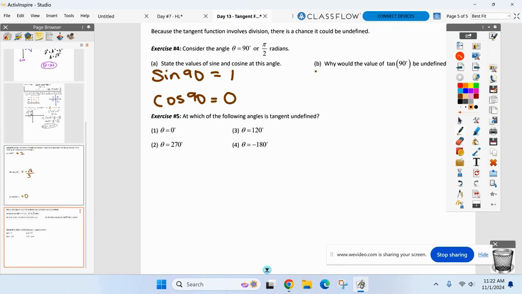What about the tangent of 90? Divide by 0. Tan of 90? Undefined. Whoa, what's your calculator saying? Undefined. Yeah, mine says UNDEF.